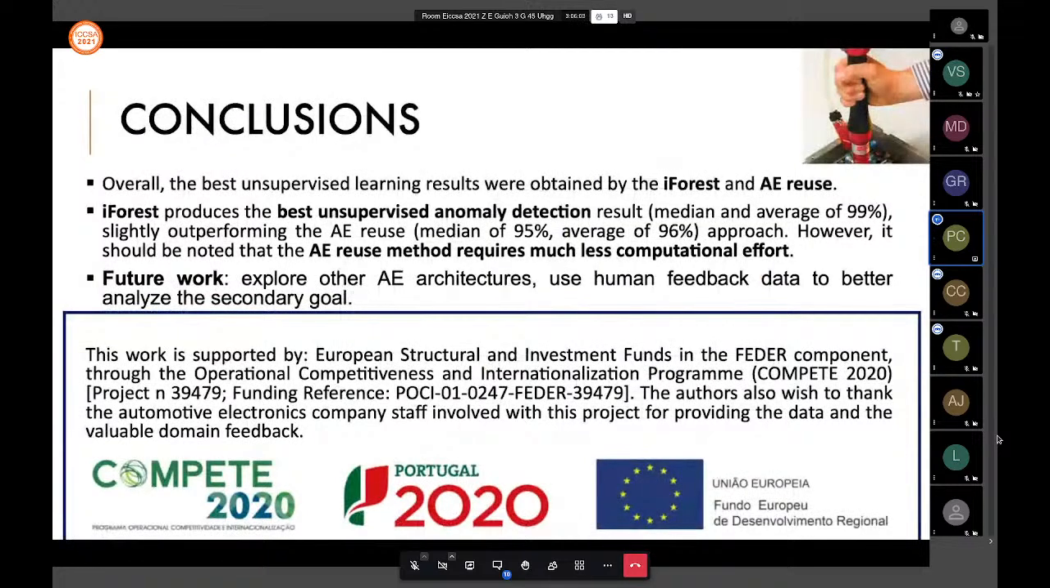Okay, I'm finishing. To conclude, iForest provides the best supervised anomaly detection results. The autoencoder reuse is slightly worse, but it's much faster computationally, which is interesting if we try to apply this in a real-time environment. In future work, we wish to explore more autoencoder architectures and also try to use something that is costly, human feedback, to actually label the faulty cases and label the regions where the faulty cases are, so we can better analyze the secondary goal.